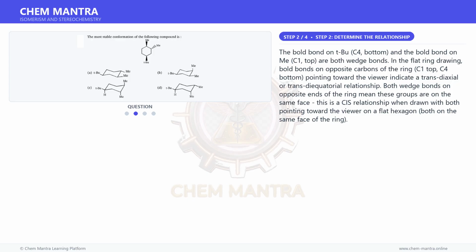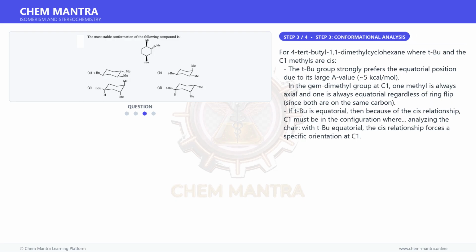The bold bond on TBU, C4 bottom, and the bold bond on Me, C1 top, are both wedge bonds. In the flat ring drawing, bold bonds on opposite carbons of the ring, C1 top, C4 bottom, pointing toward the viewer indicate a trans-diaxial or trans-diequatorial relationship. Both wedge bonds on opposite ends of the ring mean these groups are on the same phase. This is a CIS relationship when drawn with both pointing toward the viewer on a flat hexagon, both on the same face of the ring. Moving on to the next step.